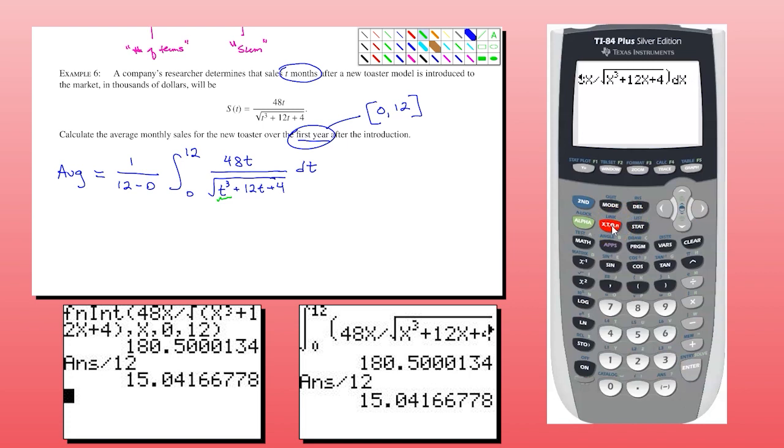And if it puts up the integral symbol, you just plug in the numbers and the functions in the right spot, and everything will work out. So this is the integral from 0 to 12 of 48x divided by the square root of x cubed plus 12x plus 4 dx. Notice we just changed them all to x's. We compute this, and then we divide by 12, and we get a number of 15.042.